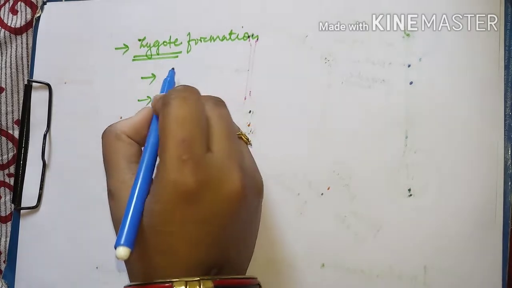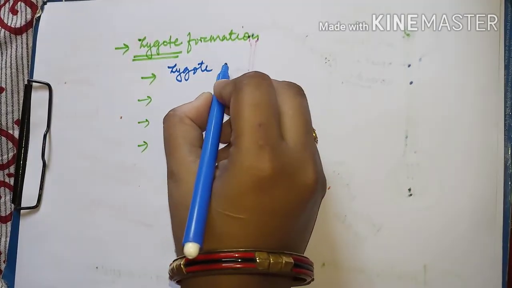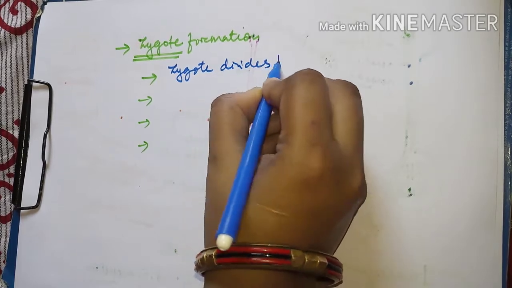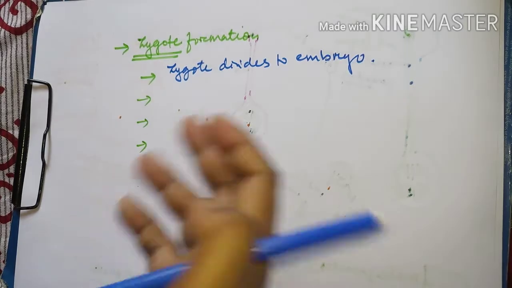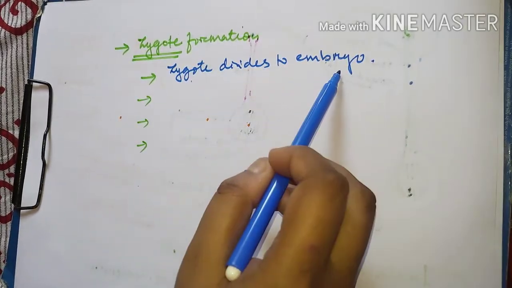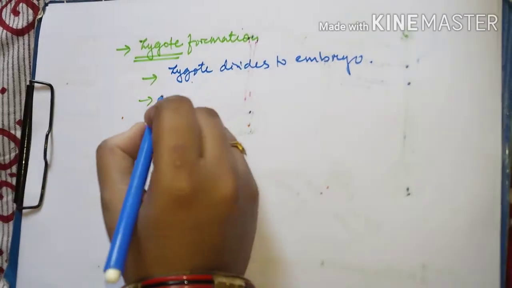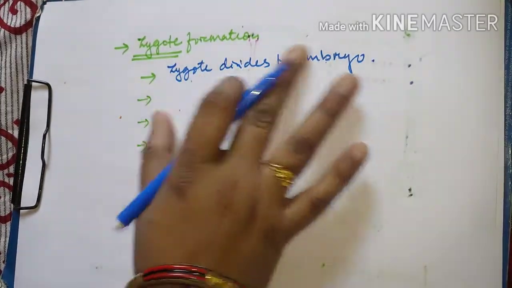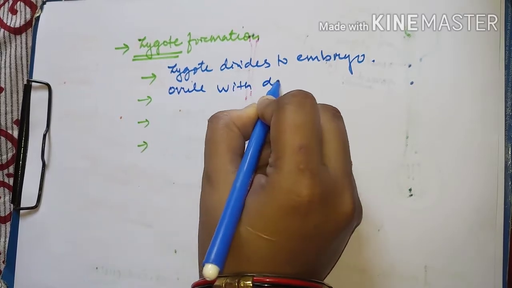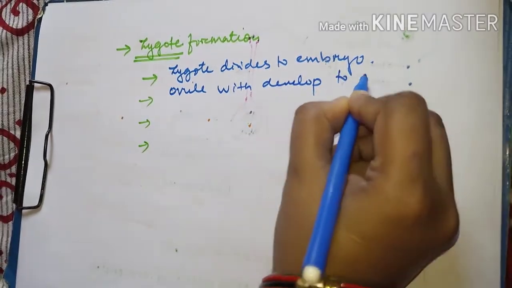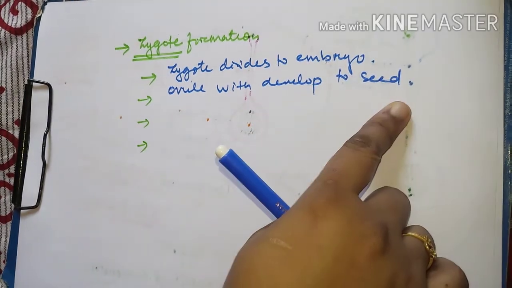After the zygote is formed, the zygote carries out repeated cell division and divides to form the embryo. So this is the first thing which happens. Then, this whole process is occurring inside the ovule, hence the ovule will develop into the seed. So the next thing which will happen is the ovule will develop into seed.